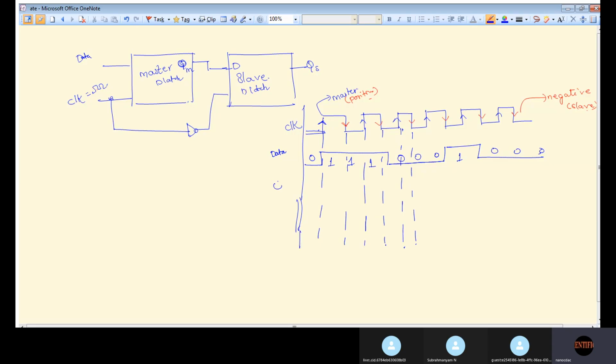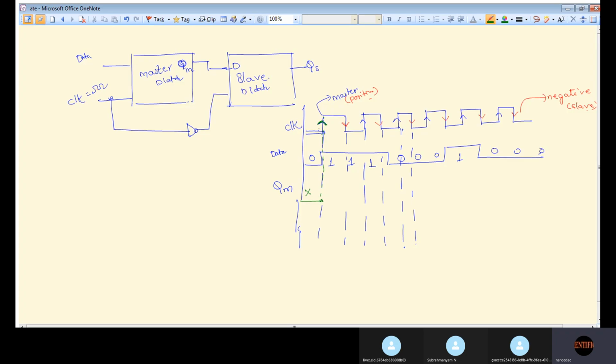Now let's write QM. When writing the QM output, you have to be careful. Only when you get a positive edge, QM, that is the output of the master latch, whenever the clock is changing from 0 to 1, look at these positive edges only. This is the positive edge. At the positive edge, initially it will be 0 only, or either a don't care value.